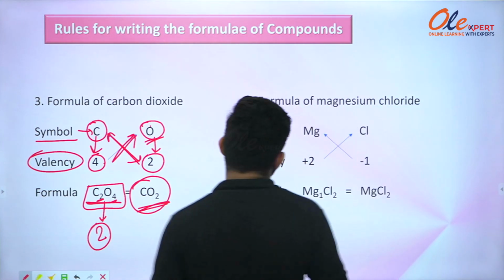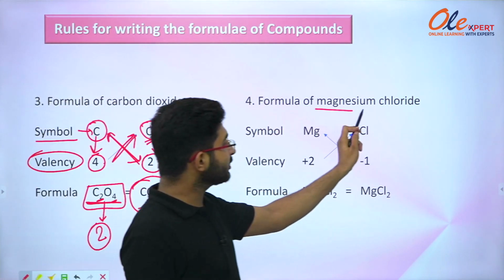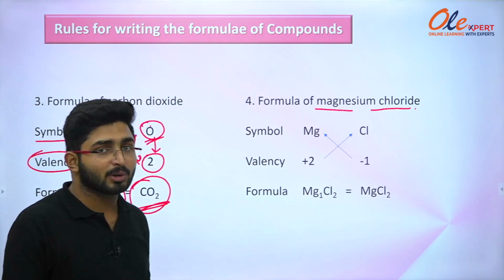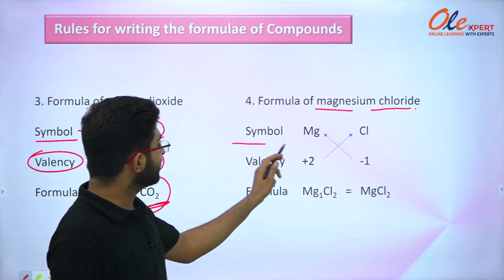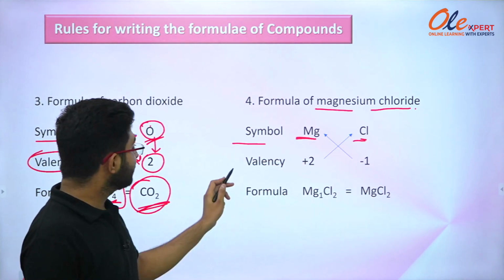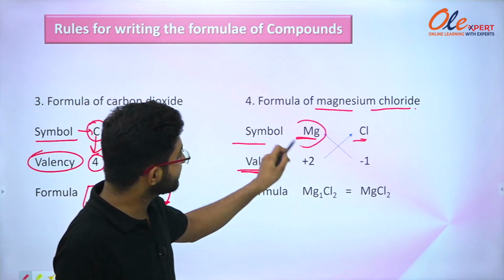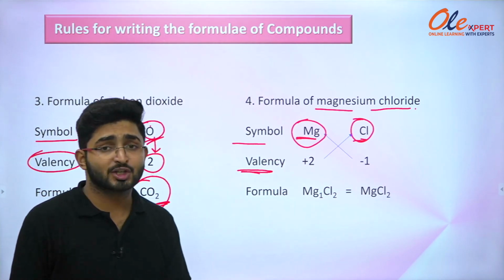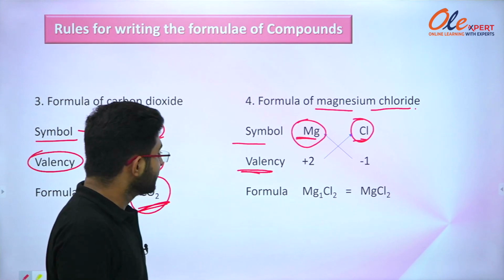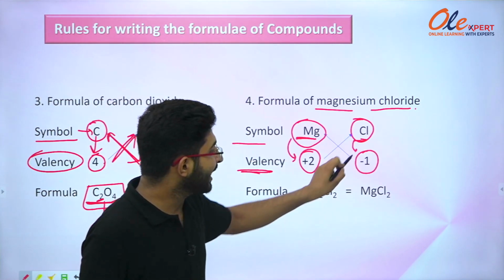Now the next compound is the formula of magnesium chloride. You can see magnesium chloride has the composition of magnesium and chlorine. So you have to write the symbol of magnesium and chlorine. The symbol of magnesium is Mg and symbol of chlorine is Cl. Now we have to write the valency, or the charge, under them, because we are talking about magnesium and chlorine. That's why we have to mention the charge, because these are ions, monoatomic ions. Okay, so the charge for magnesium is +2 and the charge for chlorine is -1.